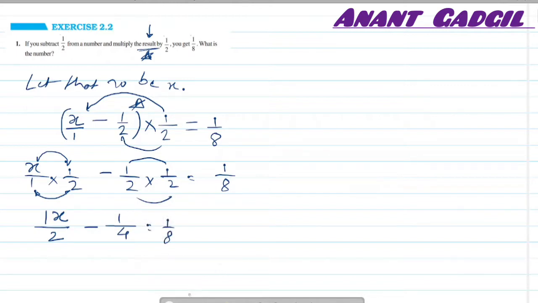Now, a common mistake many students make is that they take this 4 to the other side and write it like this: x by 2 minus 1 is equal to 1 by 8 multiplied by 4. Here the 4 was dividing, so it goes and becomes multiplied. This is a very common mistake which the students make. See, we cannot do it like this because this 4 is not dividing the whole term. It is not like this, x minus 1 divided by 4 is equal to 1 by 8.